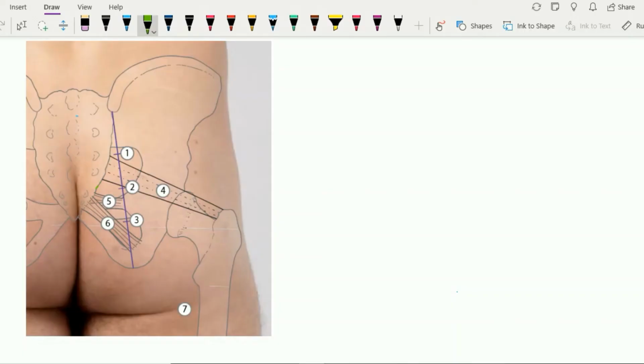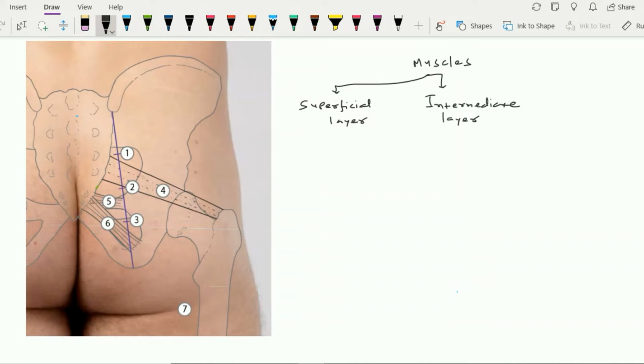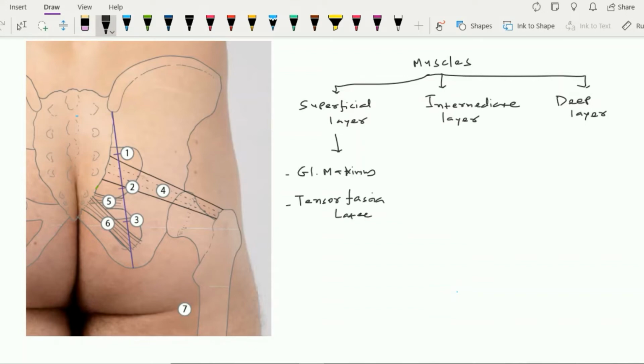Now let's see the muscles of the gluteal region. The muscles of the gluteal region can be divided into three parts: the superficial layer muscles, intermediate layer muscles, and the deep layer muscles. The most superficial layer includes the gluteus maximus and the tensor fascia lata. The intermediate group includes so many muscles.